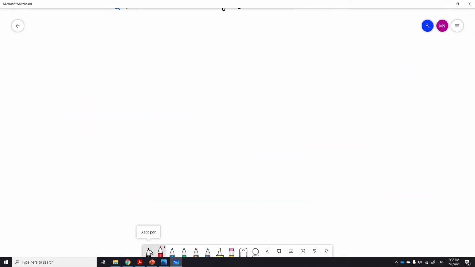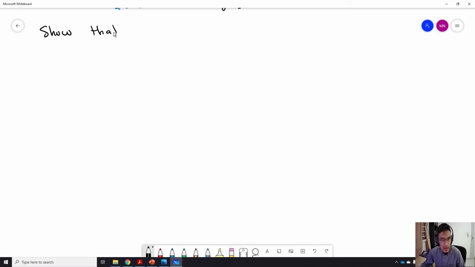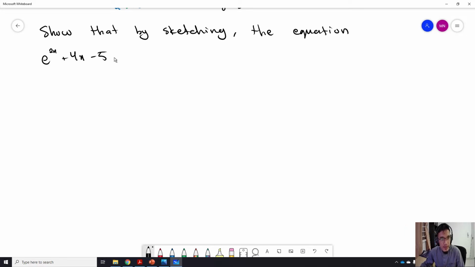Now let's look at an example of solving a function by using the graphical method. So this is the question. Show that by sketching, the equation e to the power 2x plus 4x minus 5 equal to 0 has only one real root.